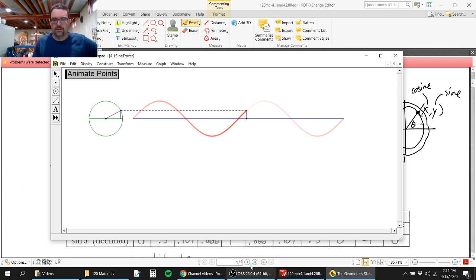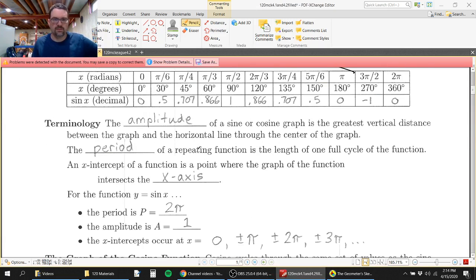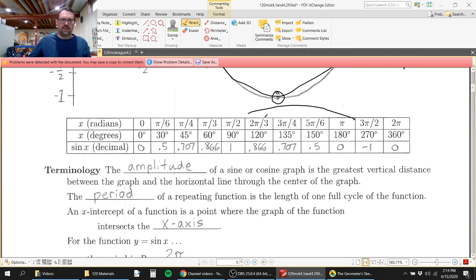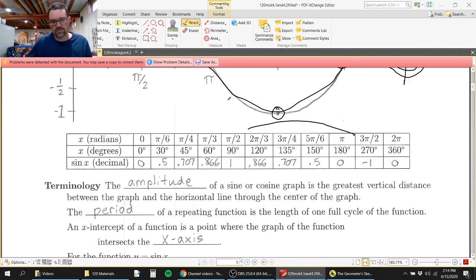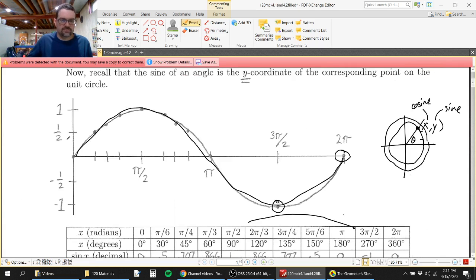All right. So, terminology that we use now. So number one, on the graph of sine, and we'll see the graph of cosine looks awfully similar in just a sec. The amplitude is the distance from the center of the graph to the highest point on the graph, right? Measured with a tape measure, it's also the distance from the center down to the bottom of the graph.